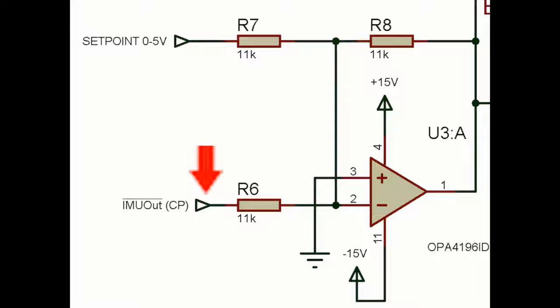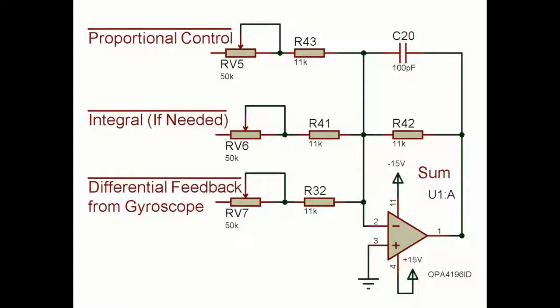The error amplifier feeds the P control and I control gain. The P, I and D gain amplifiers are simple non-inverting amplifiers. I am not currently using the I control. The P control, or proportional control, is summed together with the integral control and differential feedback from the gyroscope using a summing amplifier. The output from this summing amplifier forms the control signal for the motors.